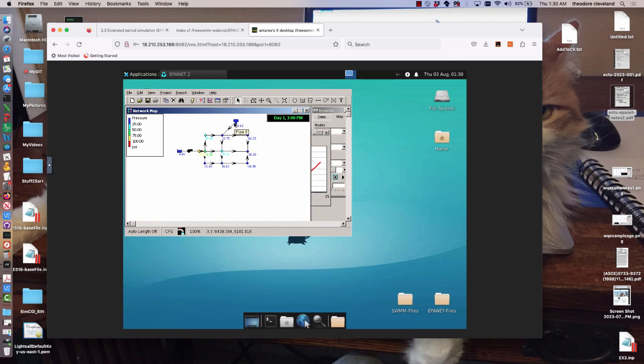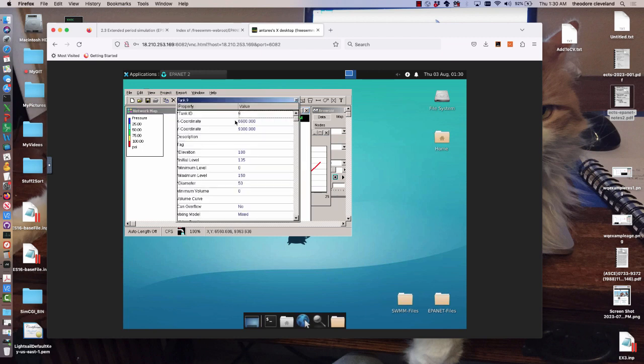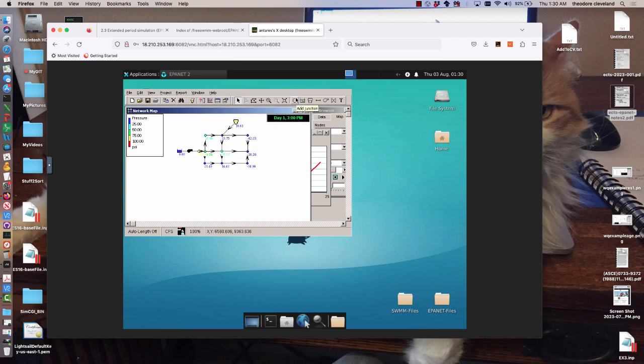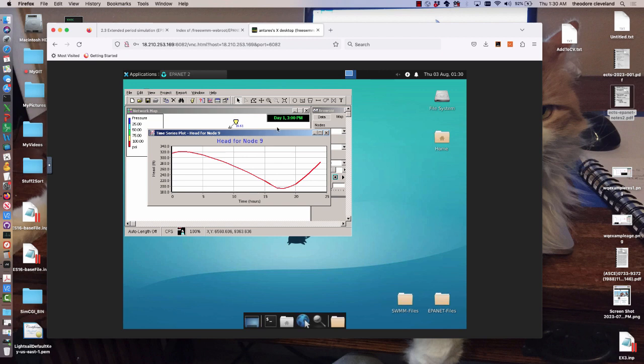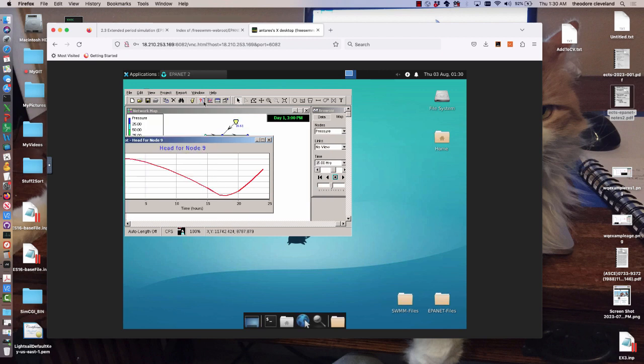Change the diameter. 100 or 150. Let's go to 100, which should be 4 times the volume. Choose save. I'll leave this up because I don't actually need to change that. Let's rerun the simulation.